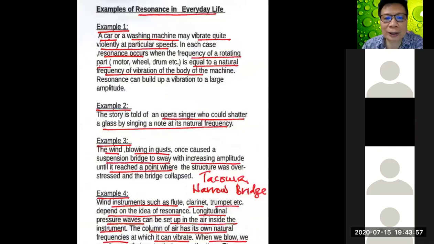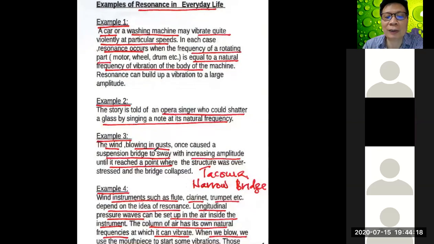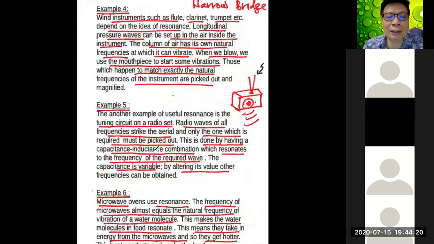Hashini, are you there? Yes, sir. Hashini, can you tell me 2 bad examples of resonance? Shatter a glass. To shatter the glass. Okay, and what else? Also the Tacoma Narrows Bridge collapsed due to resonance. The collapse of the bridge is because of resonance. Okay, you have seen the video, right? Okay, this one, done already. This one, you all learned already.